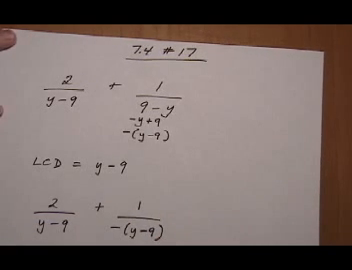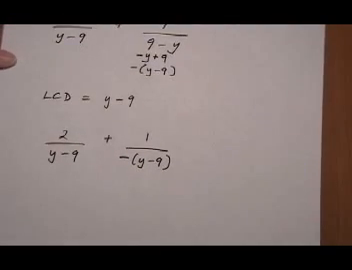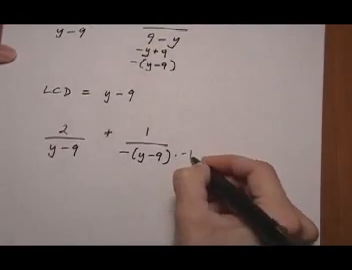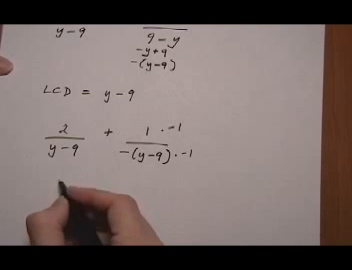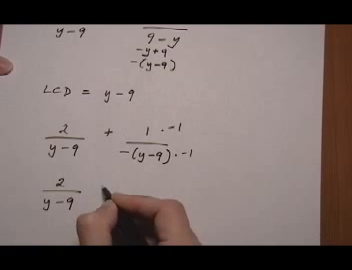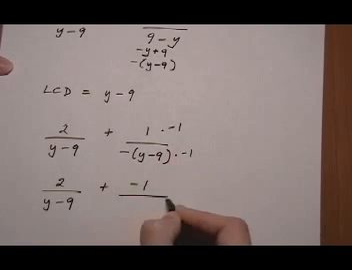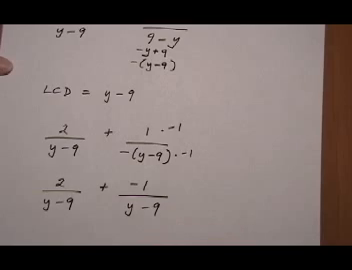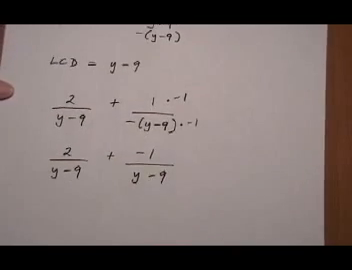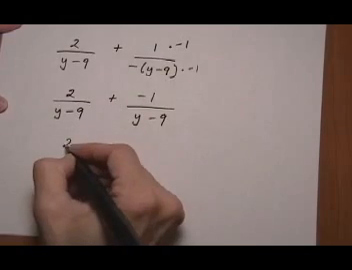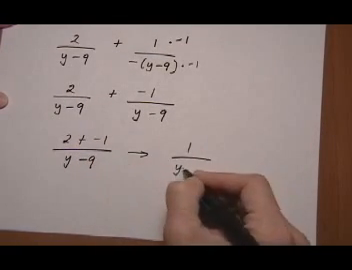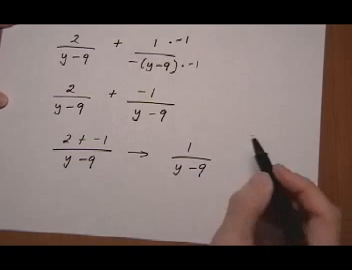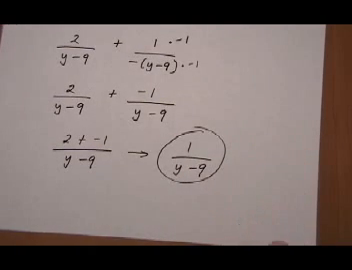So if I want the LCD of y minus 9, this one needs to multiply by a -1, top and bottom. That's going to cancel out and give me the y minus 9 as the denominator. So now I have 2 over y minus 9 plus a -1 over y minus 9. And that gives me 2 plus -1 over y minus 9, or 1 over y minus 9. And that's the final answer.